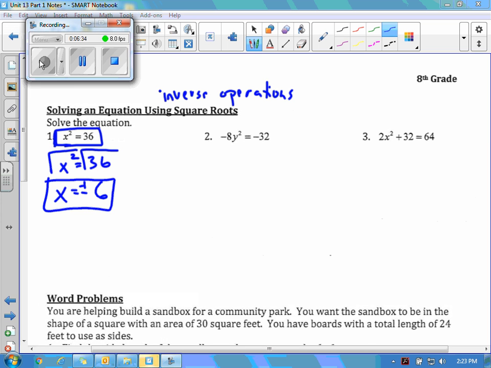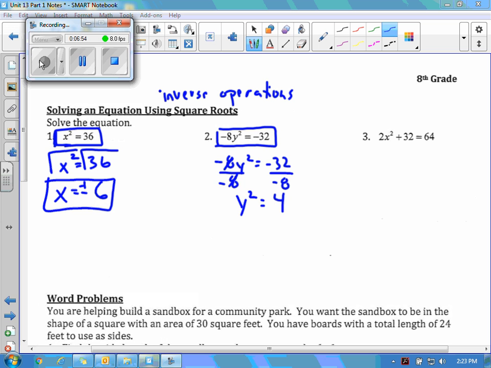Let's look at number 2. I start by boxing and rewriting, so I have negative 8 y squared equals negative 32. Now again, my goal is to get y by itself. Okay. So the first thing I need to do is divide both sides by negative 8. And I'll wind up with y squared equals 4.